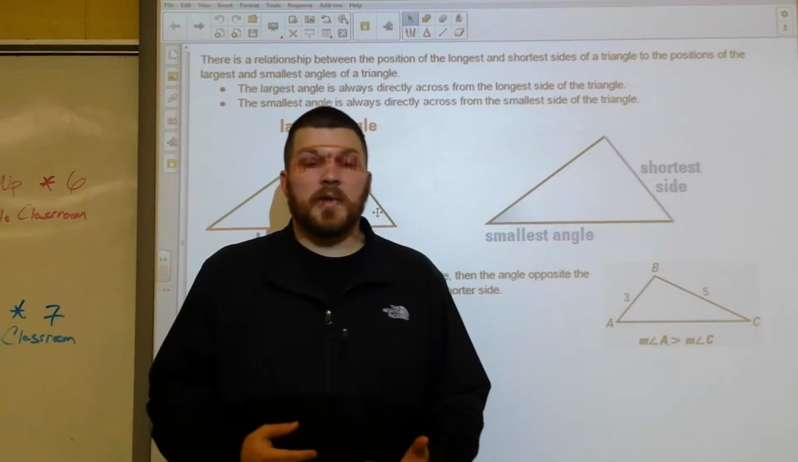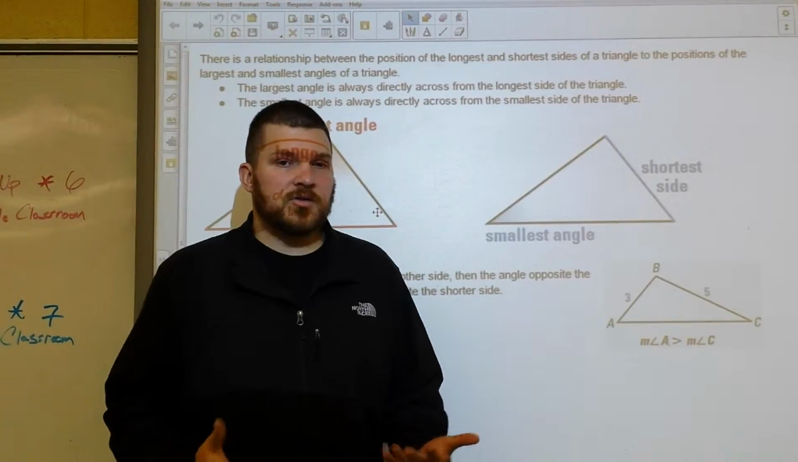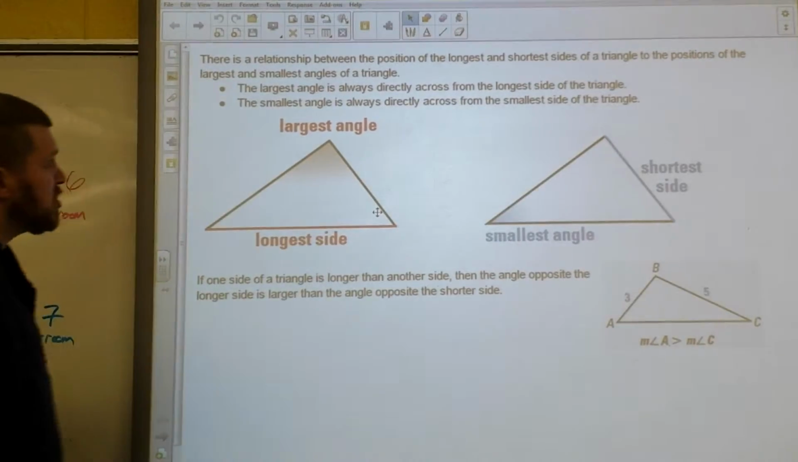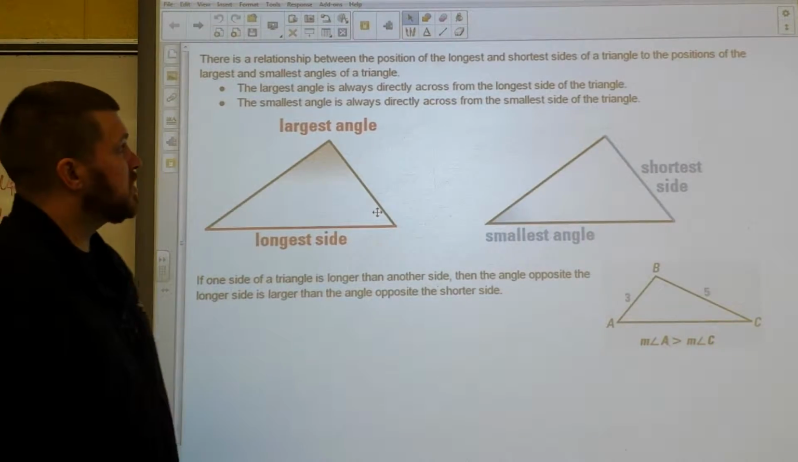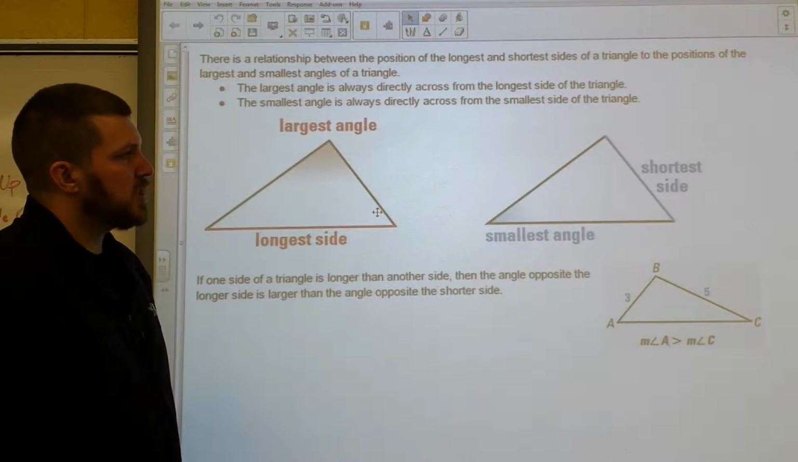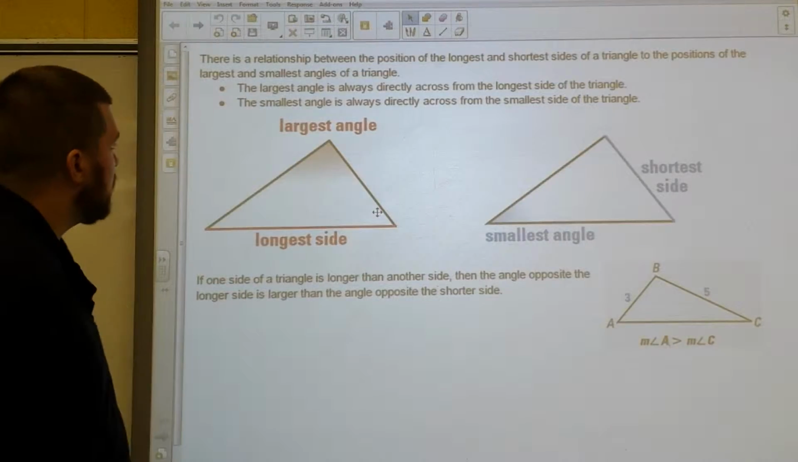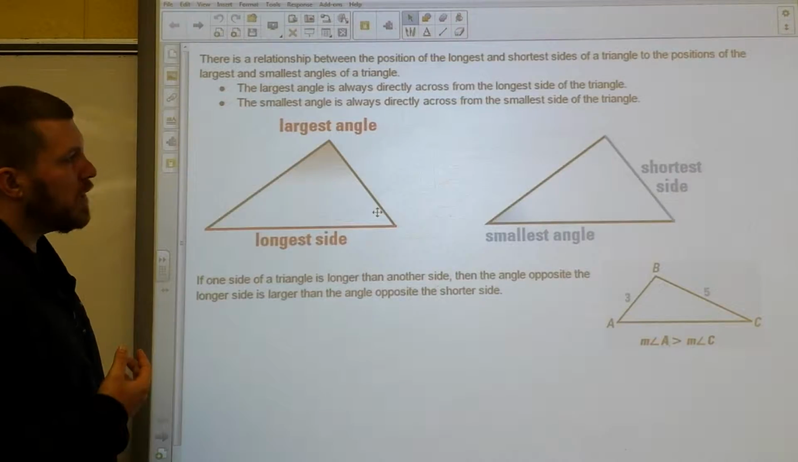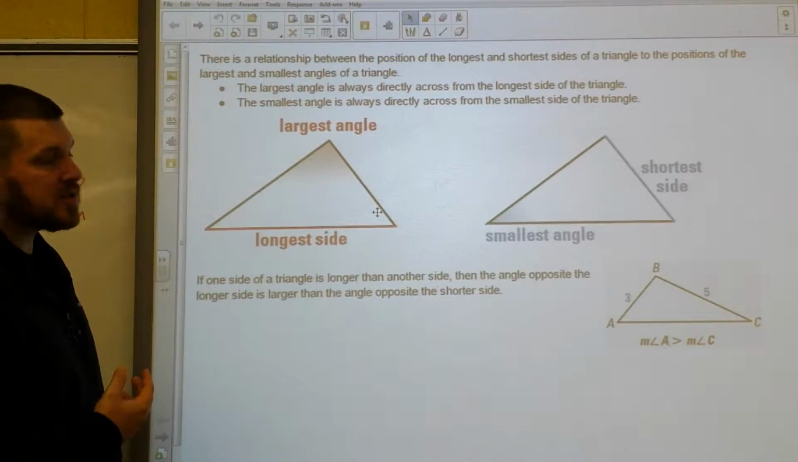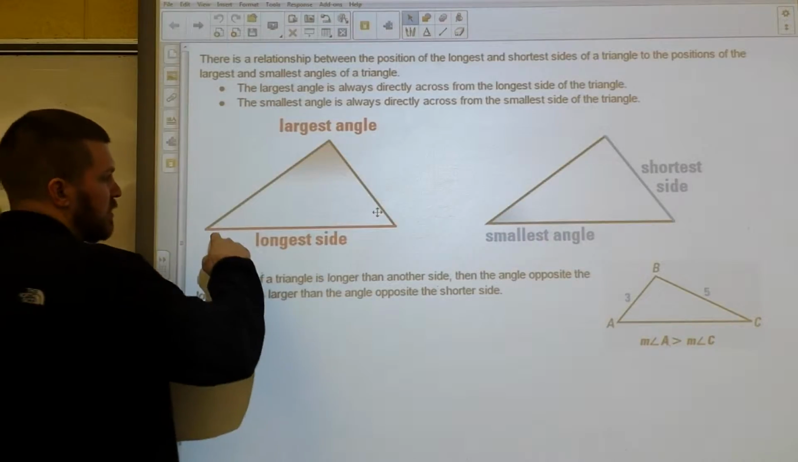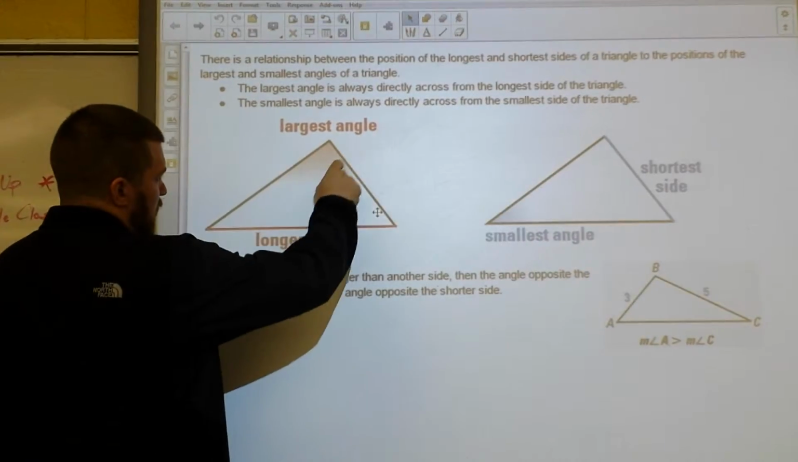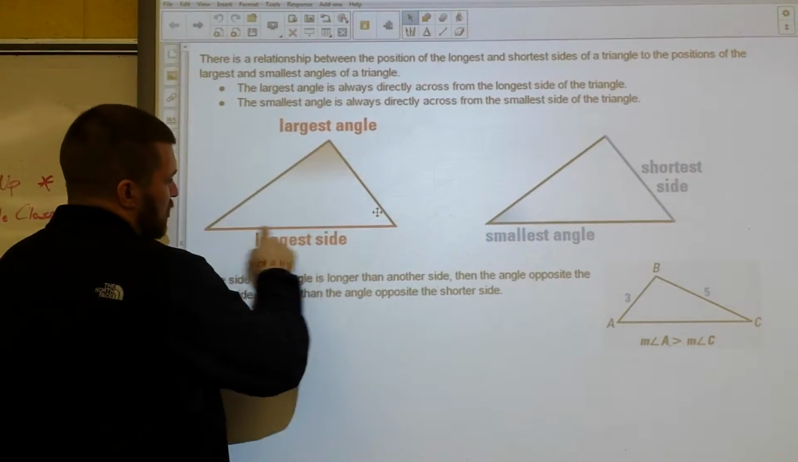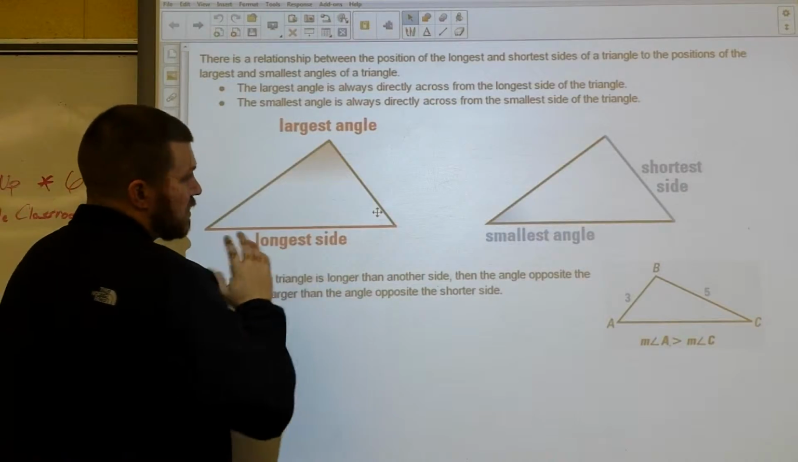So in this video, we're talking about inequalities within triangles. There's a relationship that you need to know about the position of the longest and shortest sides of a triangle compared to the positions of the largest and smallest angles in a triangle. The largest angle is always directly across from the longest side of the triangle. So that's what we see here in this picture. The largest angle of the triangle is always directly across from the longest side of the triangle.